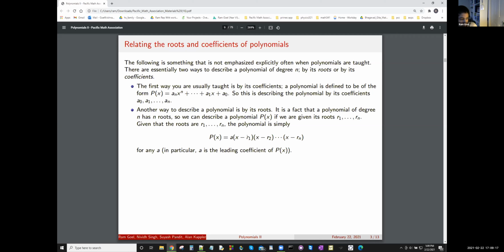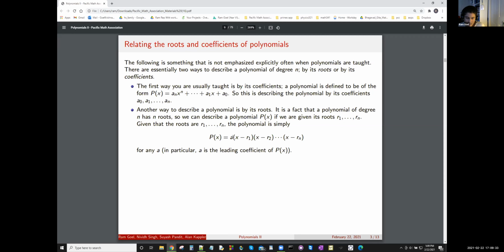So this is another way to describe a polynomial. And these are going to be really important because it allows us to determine relations between the coefficients and roots. Now, intuitively, why does this definition make sense?